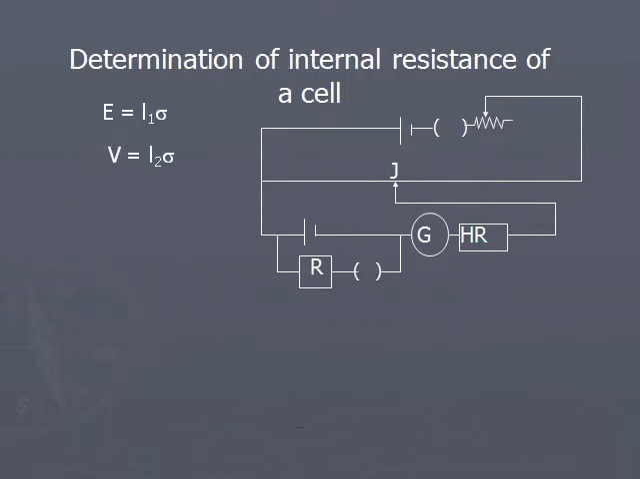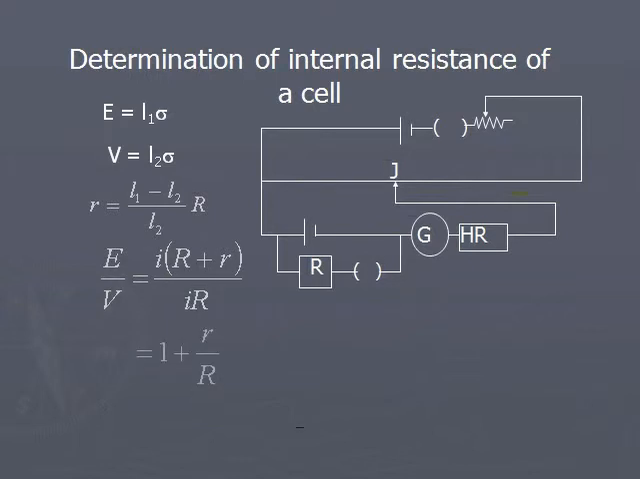Using the values of E and V, L1 and L2, we can calculate the internal resistance with the relation small r is equal to (L1 minus L2) by L2 into capital R, where capital R is the resistance included parallel to the cell. Here the EMF E is equal to L1 sigma and terminal voltage V is equal to L2 sigma. So using the ratio E by V, we can find the relation for the internal resistance.